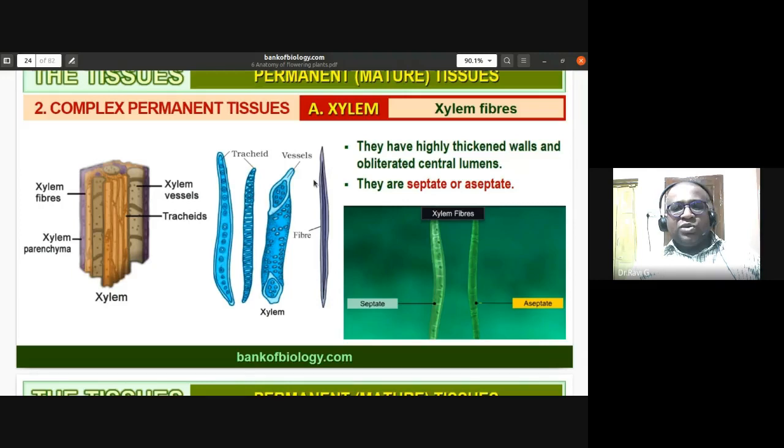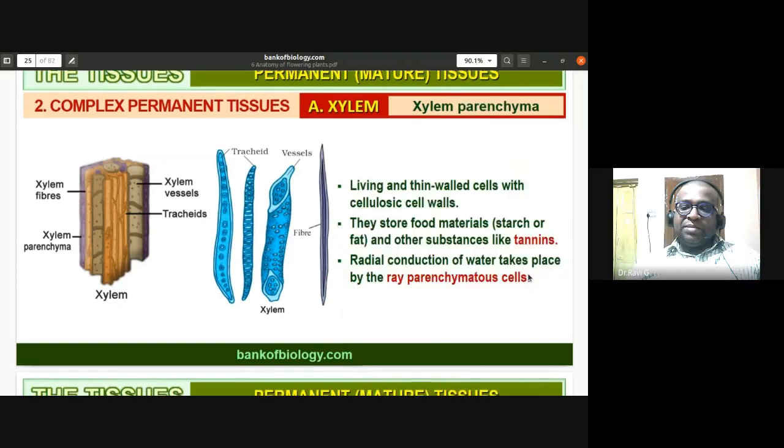They are dead tissues, so they provide mechanical strength to the vascular tissues. Also, the vascular tissues, like the xylem, also provide mechanical strength to the plants because they have xylem fibers with them, which have highly thickened walls and obliterated central lumens. So the xylem fibers can be septate or aseptate.